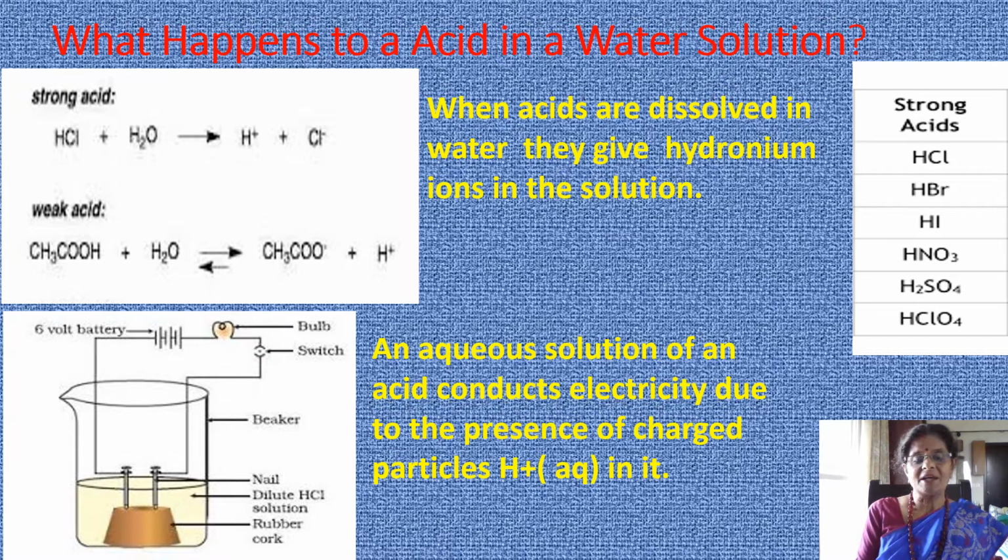You will be surprised to see that the bulb glows. So this proves that an aqueous solution of an acid can conduct electricity. The same experiment can be repeated using glucose or alcohol. But in both these cases, the bulb does not glow.